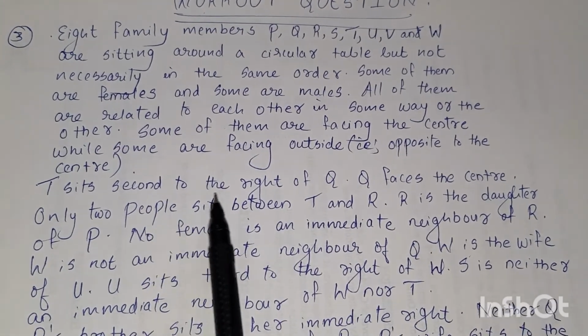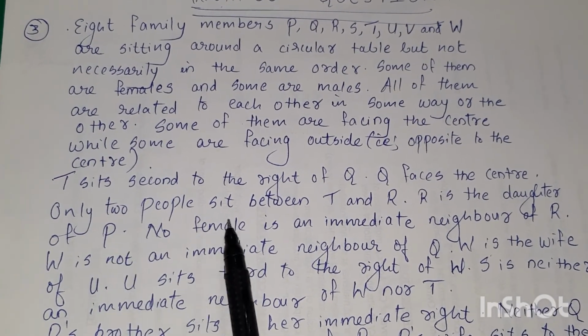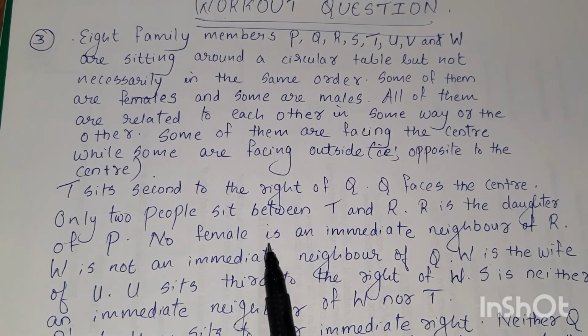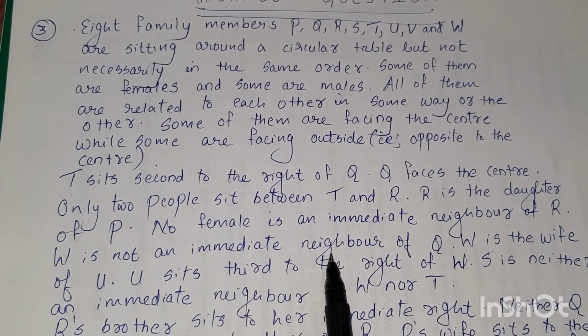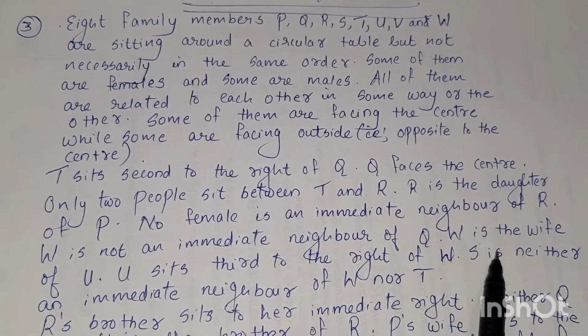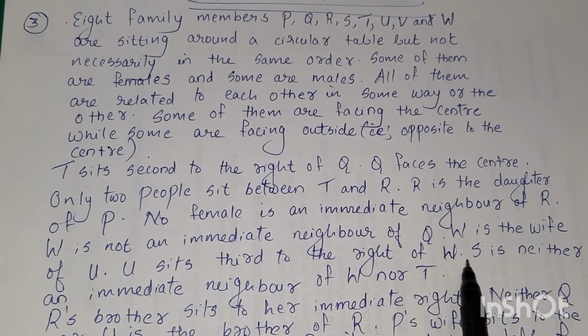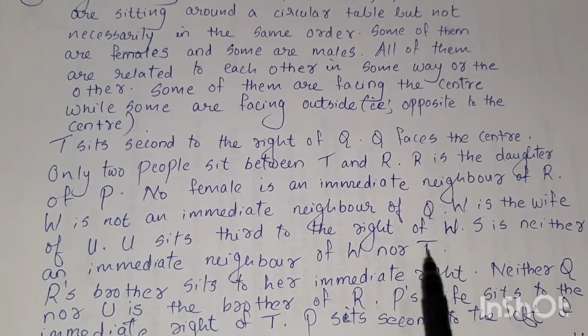T sits second to the right of Q. Q faces the center. Only 2 people sit between T and R. R is the daughter of P. No female is an immediate neighbor of R. W is not an immediate neighbor of Q. W is the wife of U. U sits third to the right of W. S is neither an immediate neighbor of W nor T.